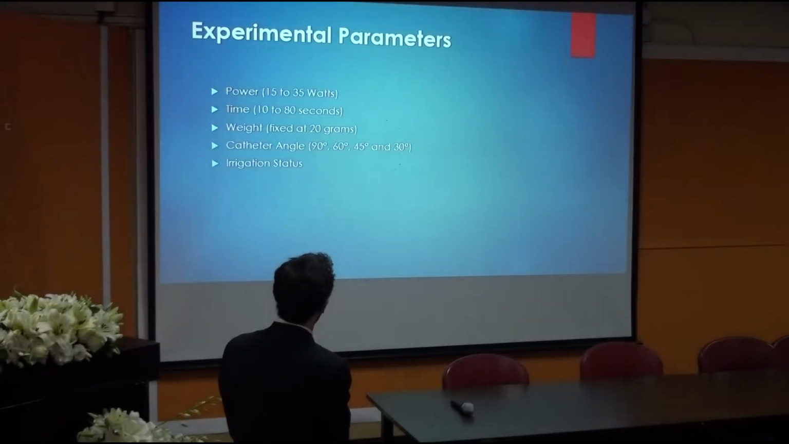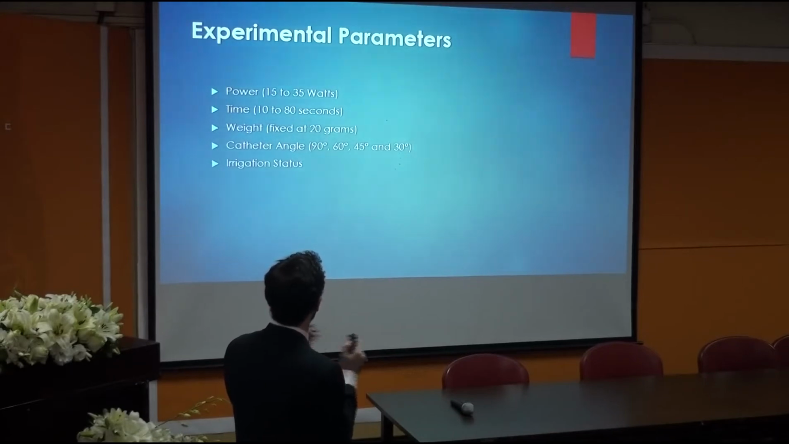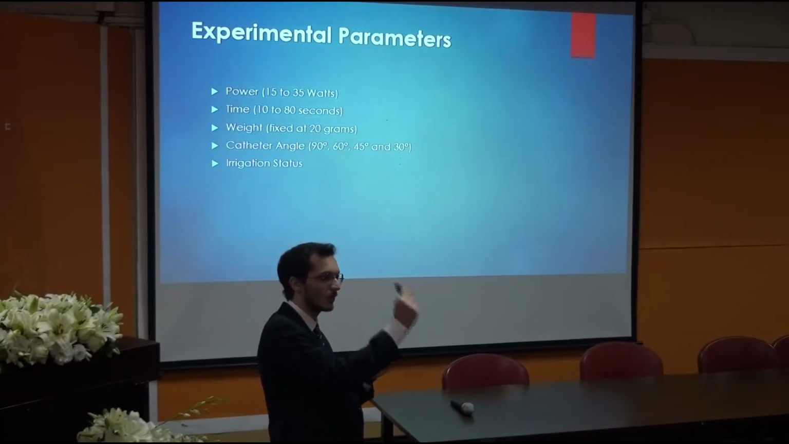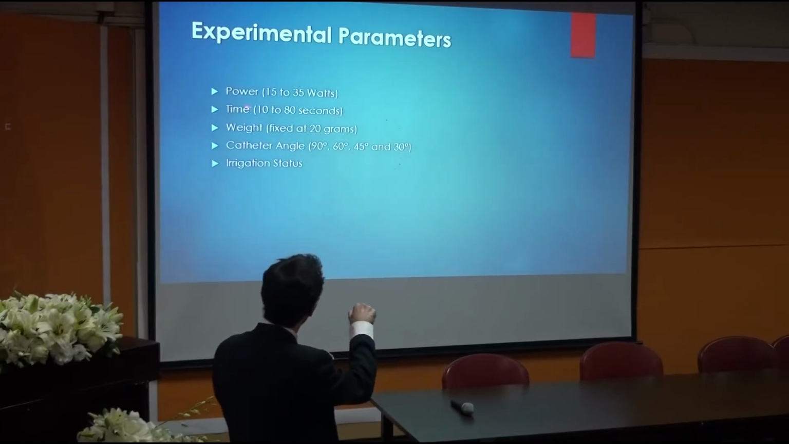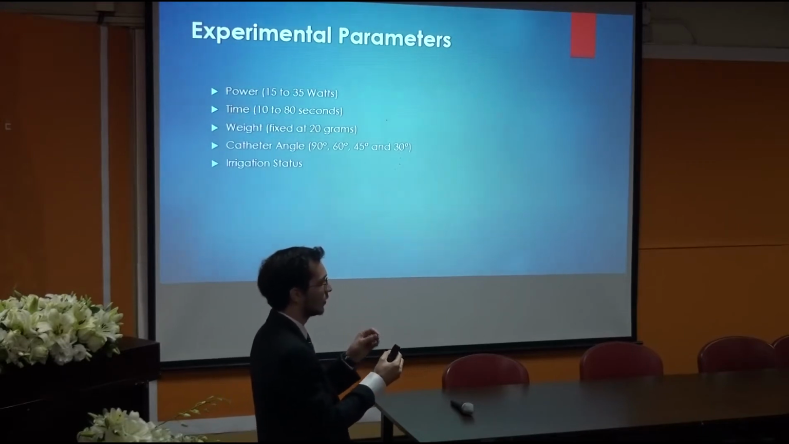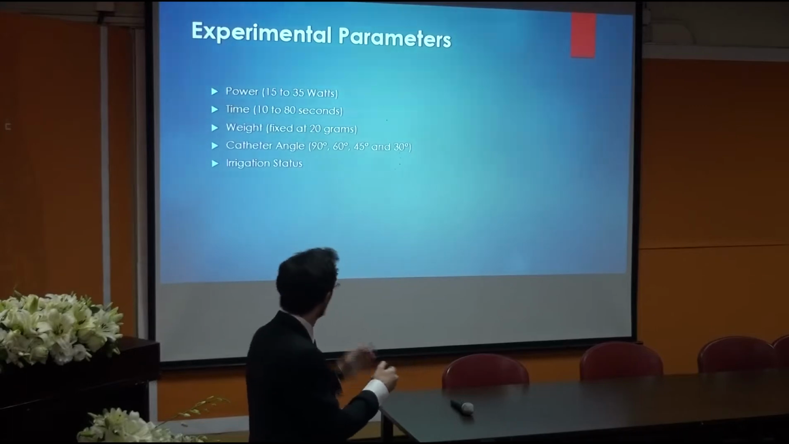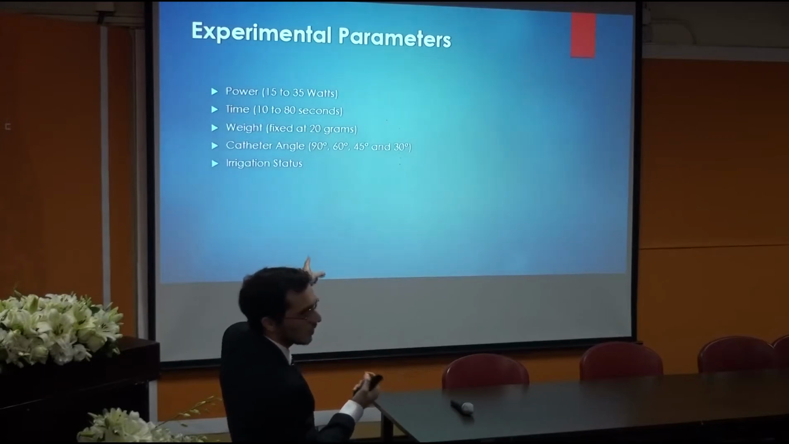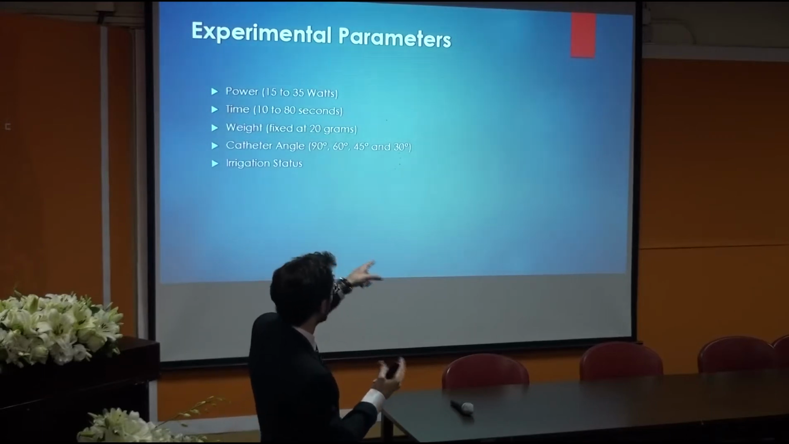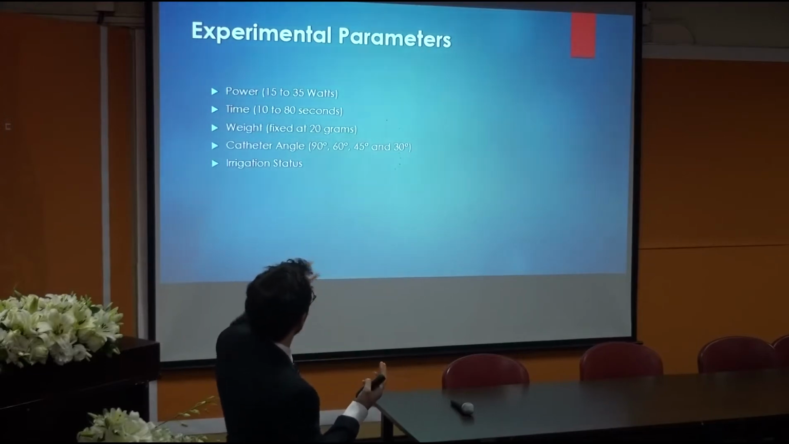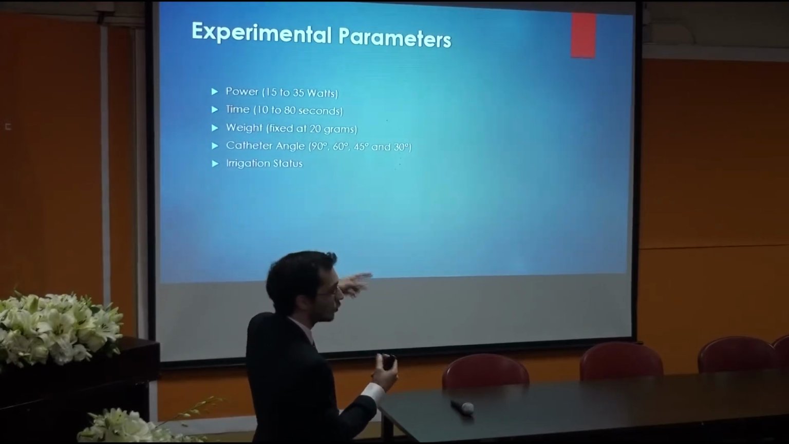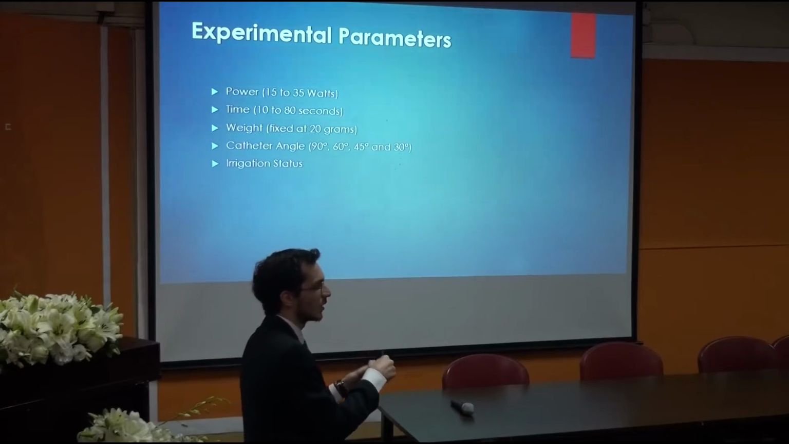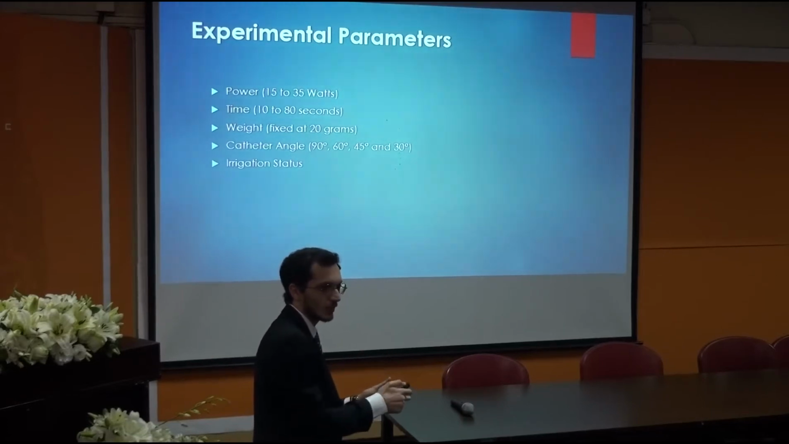The parameters that we're going to try to manipulate are the power. The power is the electrical power at the tip of the catheter, so it goes from the catheter to the specimen itself. The time is the exposure time, the time the catheter is in contact with the specimen. The weight is actually the force of the catheter on the specimen. It's going to be fixed because 20 grams is the most clinically relevant. The catheter angle is simply the angle between the catheter and the specimen. And irrigation status has two modes, since the catheter can be irrigated or not irrigated. Irrigation simply means a saline solution is coming out of the tip of the catheter to cool down the sample.